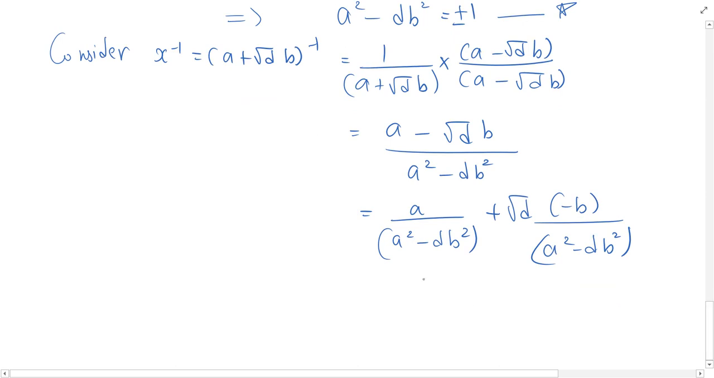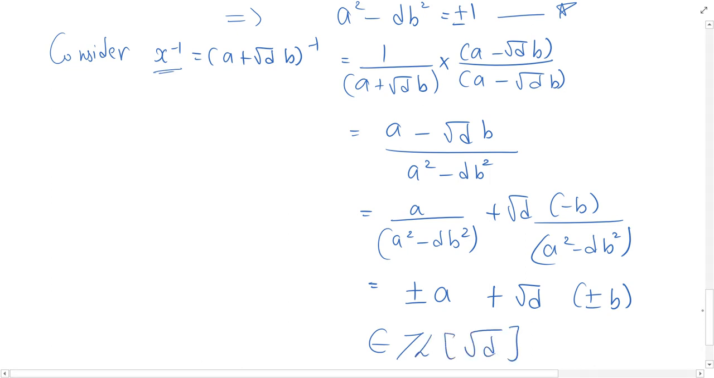So what will be the value of this? The value of this could be plus or minus a plus root d times plus or minus b, since I know my denominator is nothing but plus or minus 1, correct? Okay. Now, this x inverse, will it be an element of Z[√d]? Yes or no? You just have to think about it.